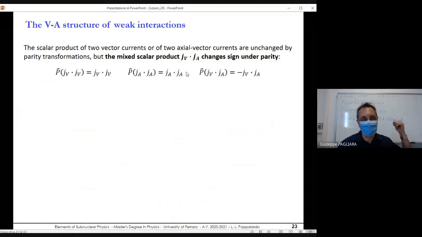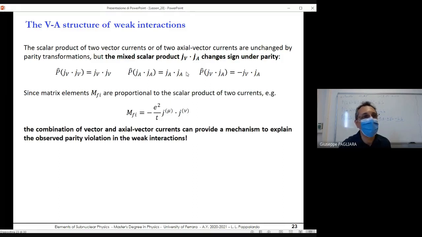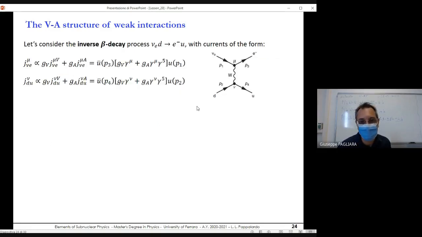Okay, so this is the result that you have on the blackboard. The mixed scalar product changes sign under parity. Now, why is this relevant? Because, as we know, the matrix element M_fi is proportional to the scalar product of two currents. This we studied already in QED and QCD. And so the combination of a vector and an axial vector current can provide a mechanism to explain the observed parity violation in weak interactions. Okay. So let's see how this works.